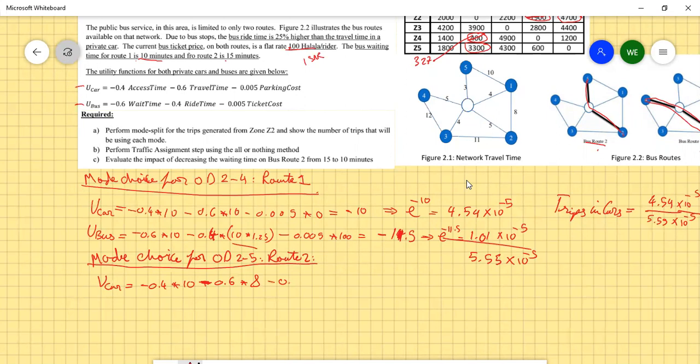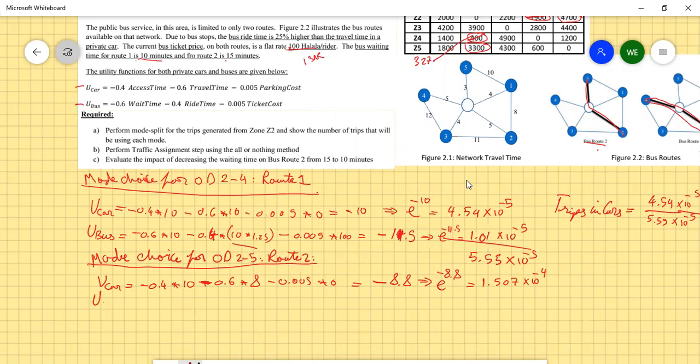Minus 0.005 multiplied by 0. So here we will have minus 8.8. And the exponent for this, e to the power minus 8.8, equals 1.507 multiplied by 10 to the power minus 4.